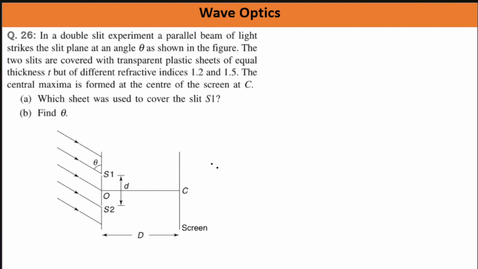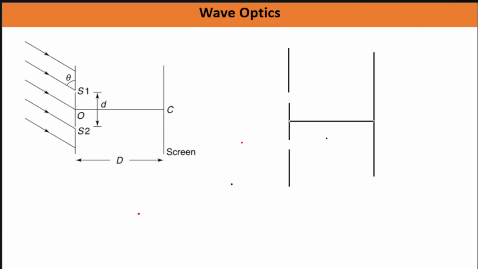Let us for now look at this question and what is said in here. In a double slit experiment, a parallel beam of light strikes the slit plane at an angle theta as shown in the figure. So the parallel beam of light is striking the slit plane in this way, making an angle theta with it. But normally when we deal with the common YDSE setup, we use parallel beams of light like this. So what is the difference that this direction of light, which is making an angle theta with the slit plane, is going to add to this question? That is what we first need to explore.